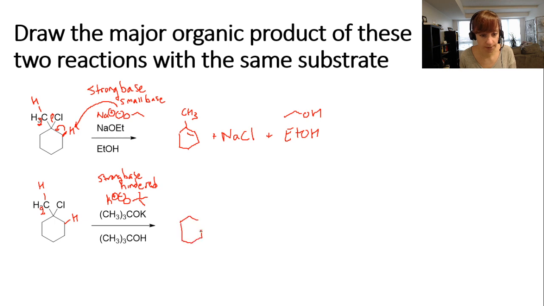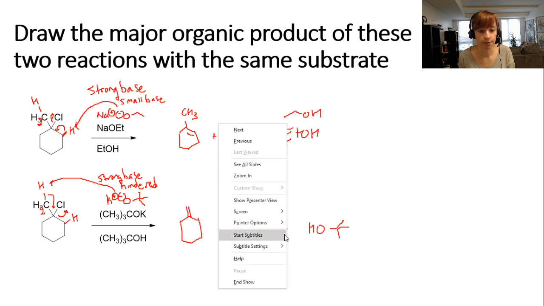So what this does, if I draw the mechanism again, it's the same as the one above, sorry. Kick out the chlorine. You end up with an external alkene. But you've also formed potassium chloride in this case because the base is different, and you formed tert-butanol, like that. Okay, so you really need to pay attention to the characteristics of your reagents to make sure you draw out the right product.